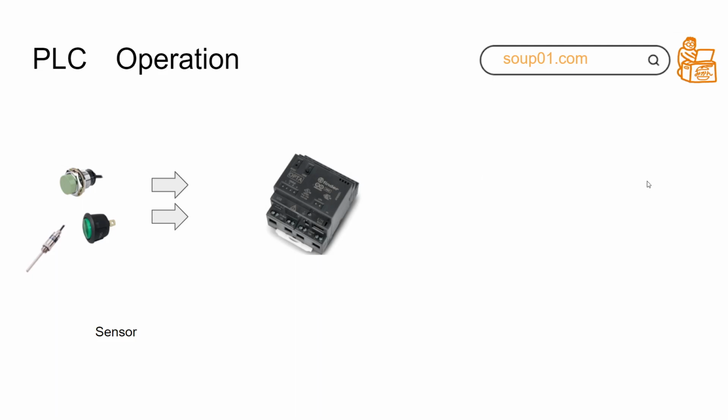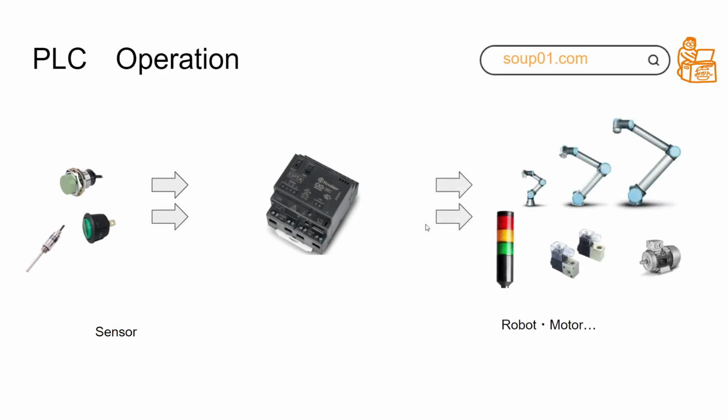You should also have outputs. What are outputs? You need to control something. It can be a robot, a motor, an LED signal tower, anything you need to control. So basically, you collect the data from the input signals like sensors and output the signal directly to the robot or motor through some relay contact.